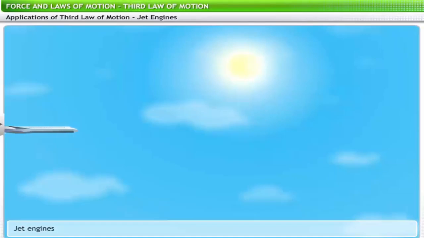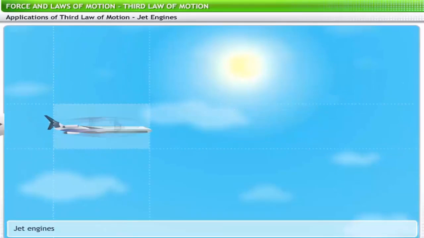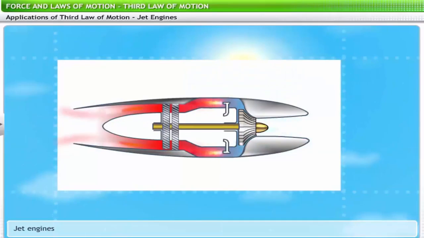Jet engines also work on a similar principle. A jet engine pushes air backwards during flight. As a reaction, the aircraft is pushed forward.